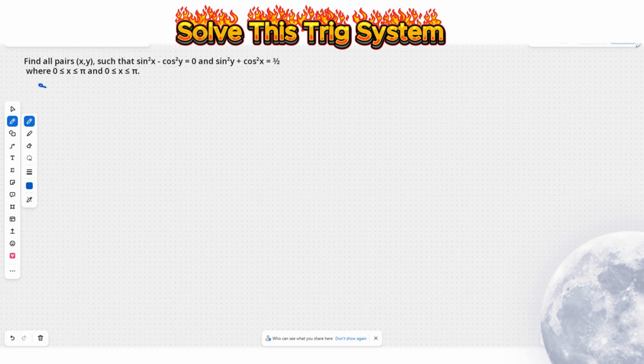So we have sin² x minus cos² equals 0. And I'm gonna call this equation 1. And I'm gonna write the other one, sin² y plus cos² x equals 3/2. And I'm gonna call this equation 2.